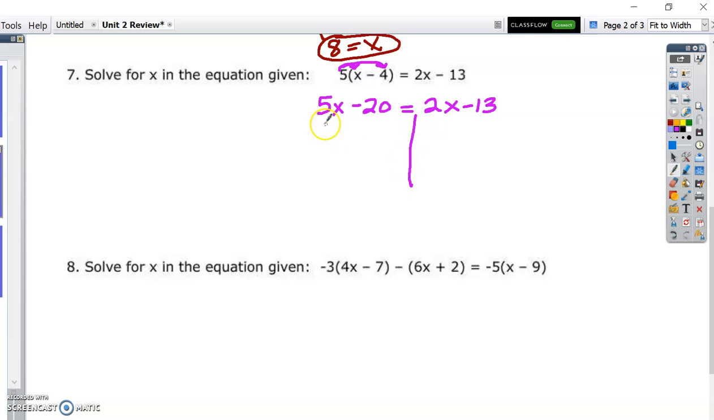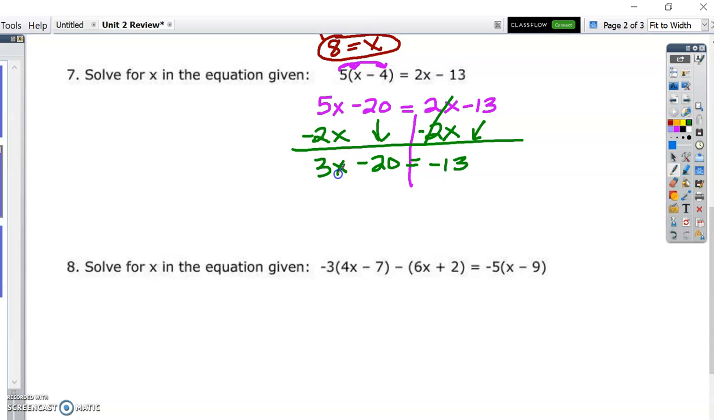Draw your line. Nothing else that we can combine. So I need to start moving stuff around. So minus 2x. Minus 2x. So I'm combining like terms onto one side. Gotta get my x by itself. Bring down my negative 13. Bring down my negative 20. Equals. And then 5 minus 2 is 3x.